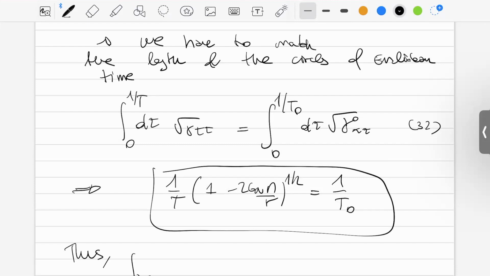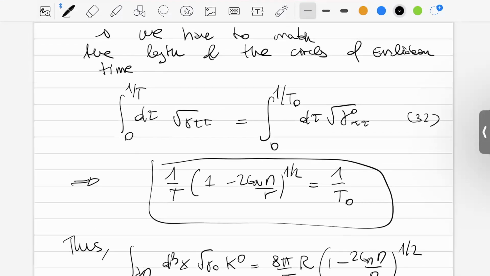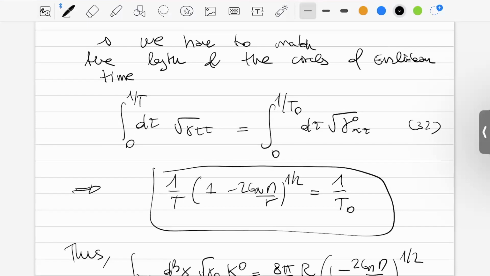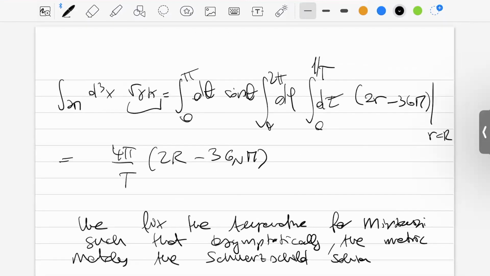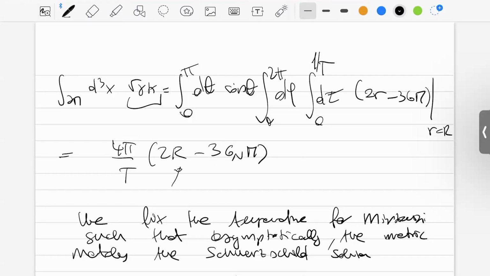Thus, for the Minkowski spacetime, we have root of gamma 0 times k0. We have 8 pi divided by T. If you do the calculation, you get 8 pi divided by T, divided by r, where r is the radius of the spherical shell, times 1 minus 2GM divided by r to the power 1/2. So now we want to take the difference. Don't forget that we wanted the difference. Also, incidentally, you can see from the previous one that if r goes to infinity, the integral is infinite.